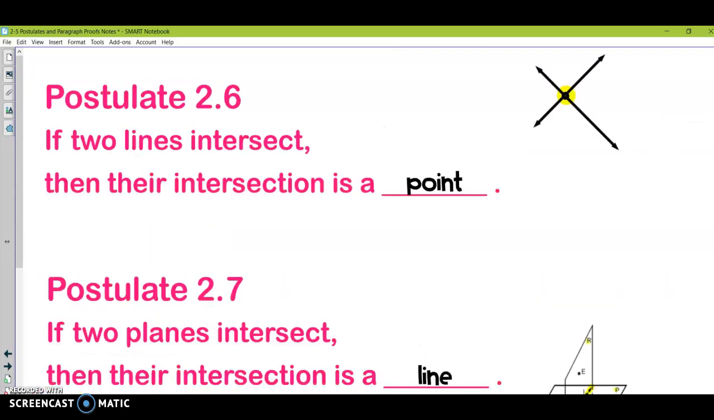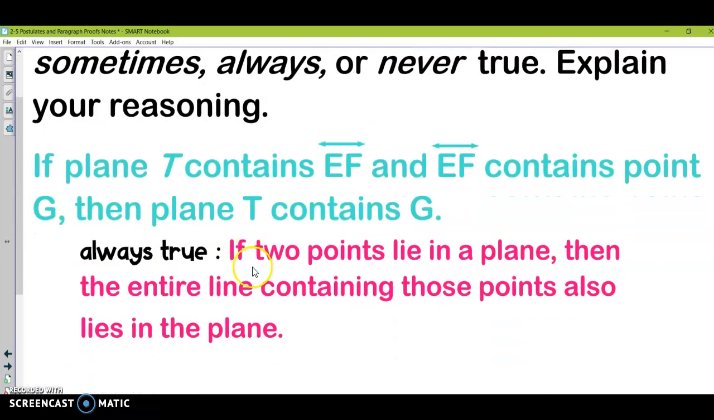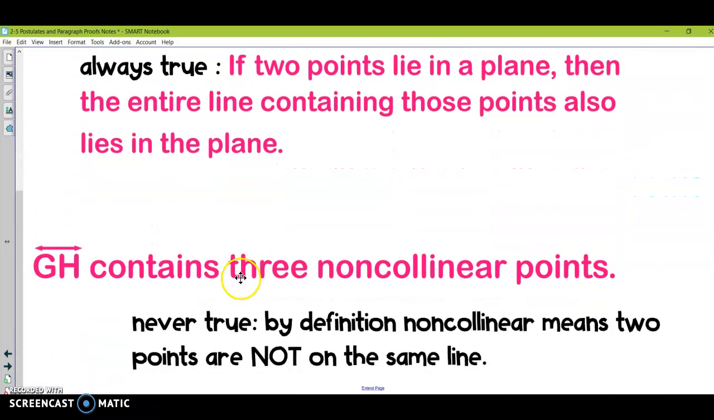All right, and then we'll be using those in the homework to do the always true, sometimes true, never true stuff. All right, great job, guys.